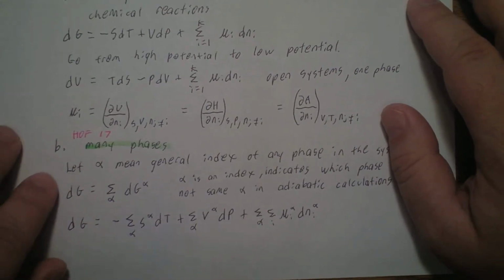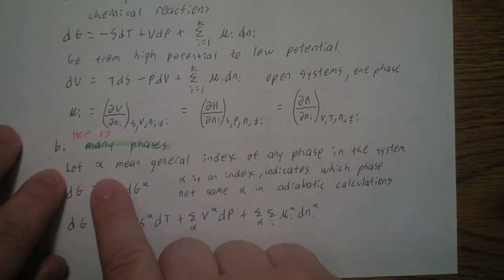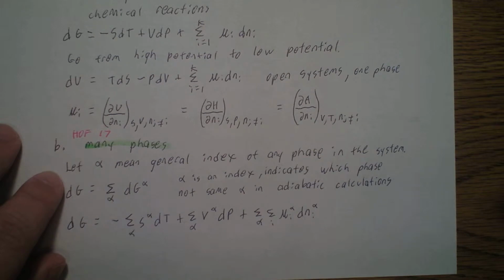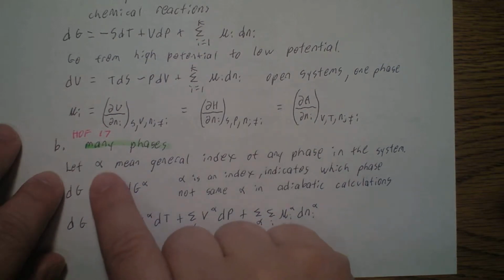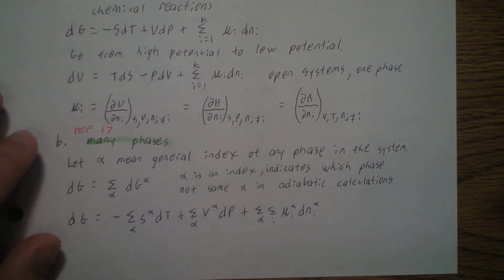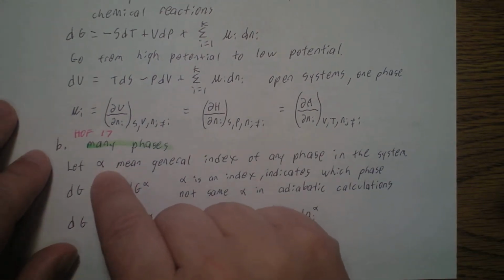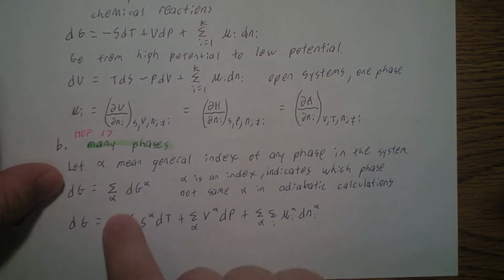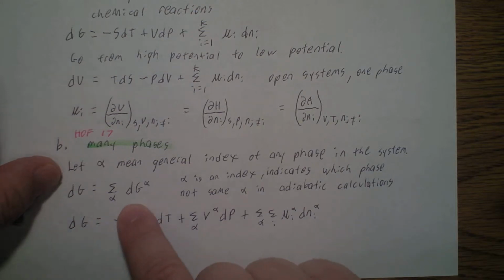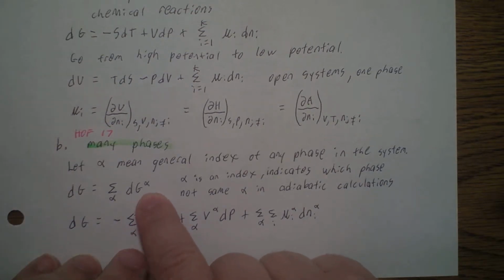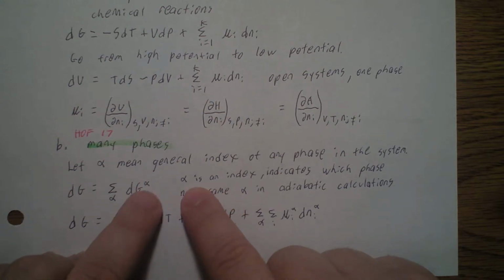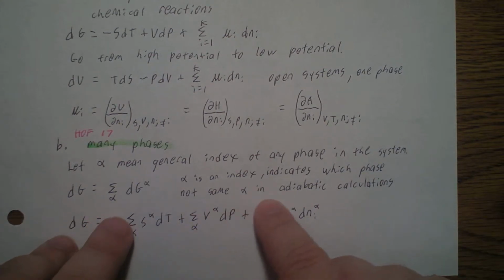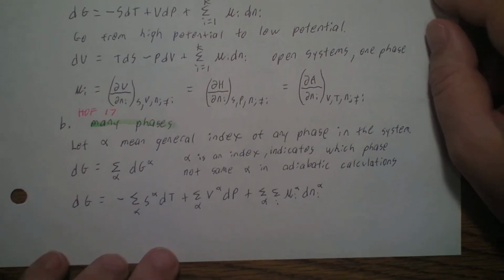Now what if we have more than one phase though? Well, let's say that alpha is a general index of any phase in the system. Now remember, we had an alpha before, and alpha could be proportional to. So this is a third definition of that symbol alpha. So make sure you pay attention by context. What does this symbol mean this time? So we're going to have the differential of Gibbs free energy is equal to the sum over all the phases alpha of the differential of the Gibbs free energy for phase alpha. So this alpha is an index, and it indicates which phase we're talking about. And like I said, this is not the same alpha that we were doing back in the adiabatic calculations. This is a different alpha.